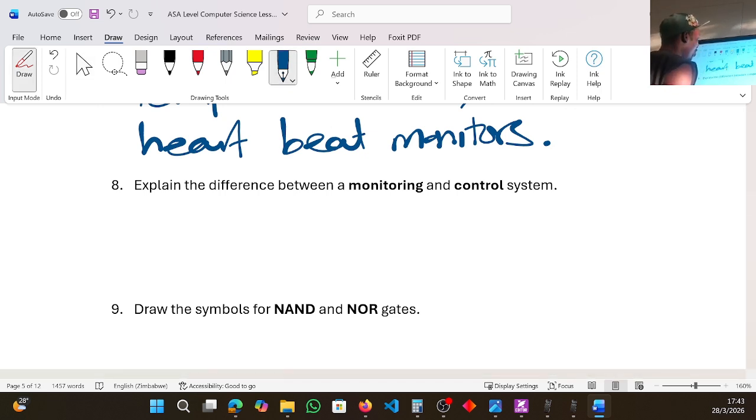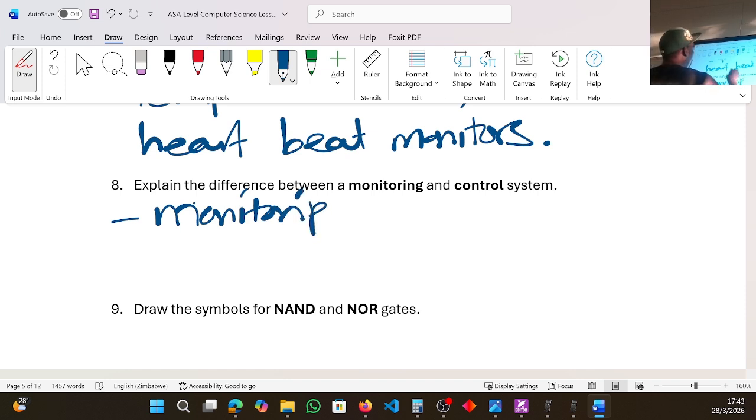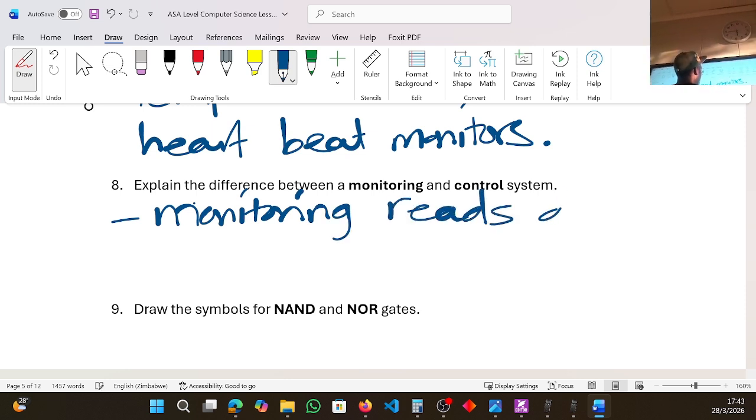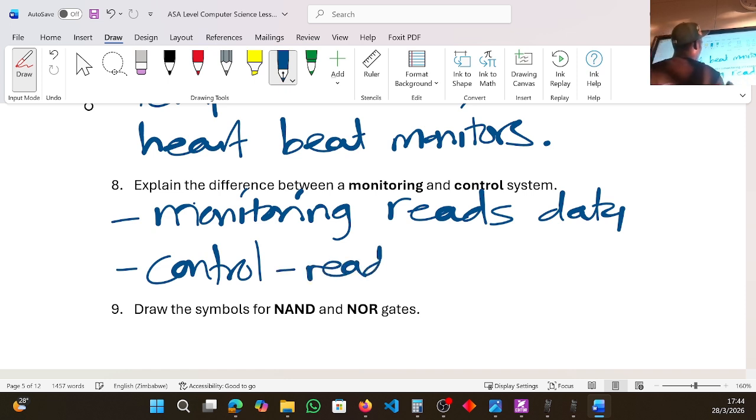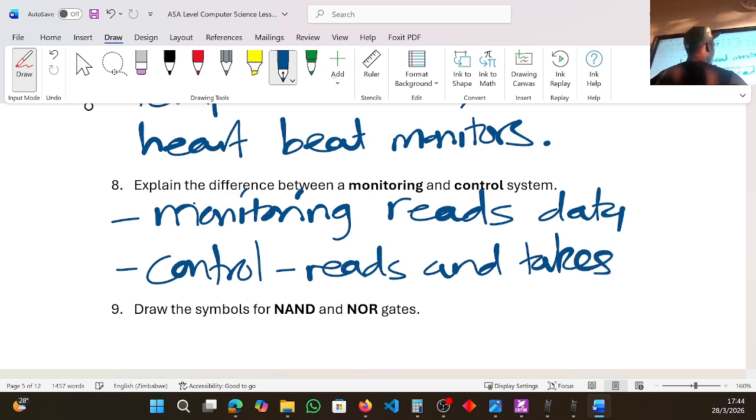Explain the difference between a monitoring and a control system. Well, monitoring simply reads data. Monitoring reads data or information. But with control it does both. Control reads and takes action. That's what a control system does.